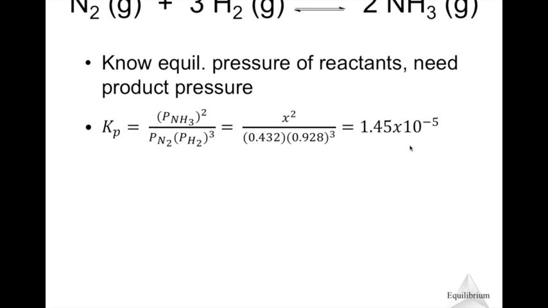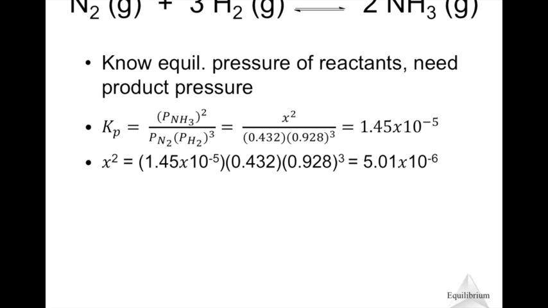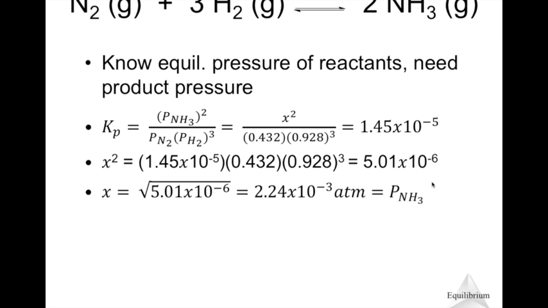So we need to solve for x squared. So x squared is just 1.45 times 10 to the negative fifth times 0.432 times 0.928 cubed. So x squared is 5.01 times 10 to the negative 6. Take the square root of both sides, and we get 2.24 times 10 to the negative 3 atmospheres. So that's our pressure of NH3.